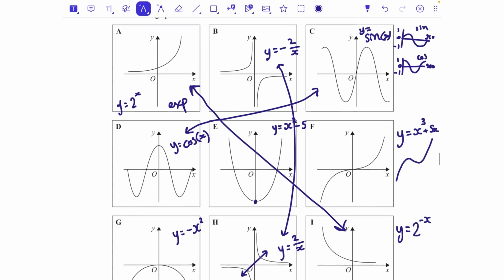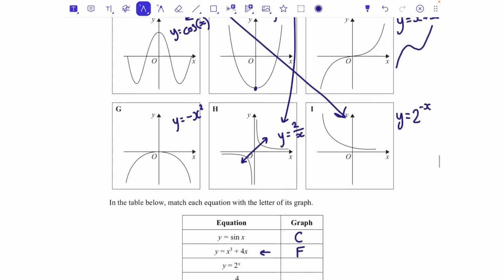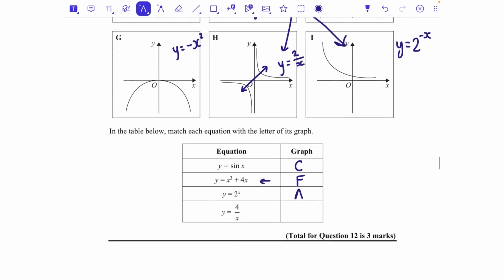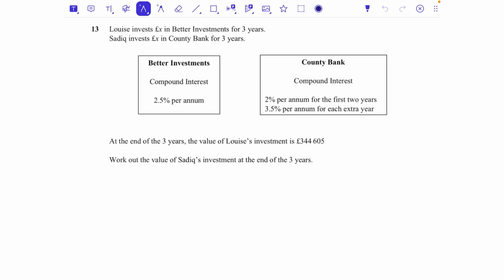2 to the power of x is going to be A. That is our exponential graph, but positive, going up and up and up. And we've got a reciprocal graph, last but not least, and that is H. Wasn't a negative reciprocal, just normal reciprocal, so there we go. Those are the answers.